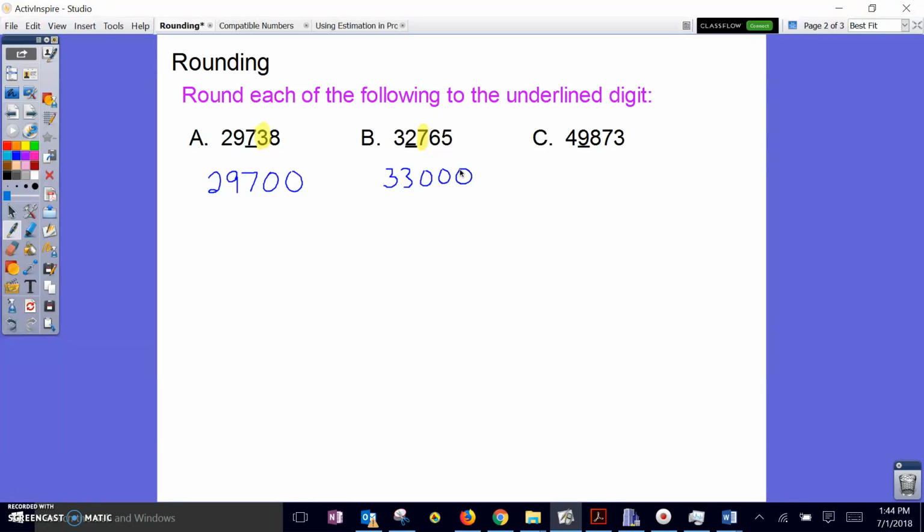Now in part C, we look at the digit immediately to the right of the rounding digit. It's an 8. That means we want to round up. So we're rounding this 9 up. The 9 becomes a 0, and we have to increase the digit to the left by 1. That becomes 50, and everything to the right of the rounding digit becomes a 0, and so we're going to round that off to 50,000.